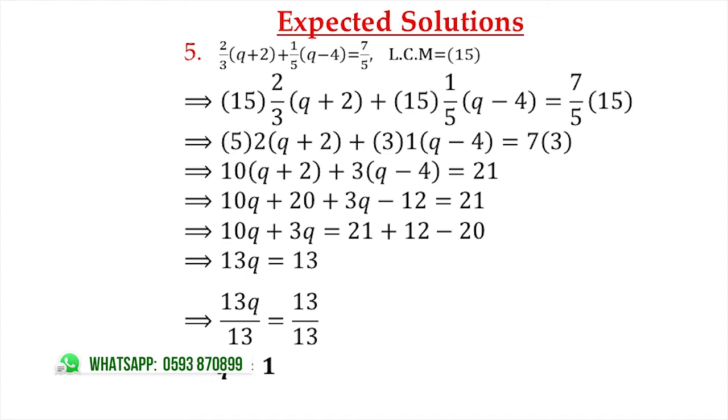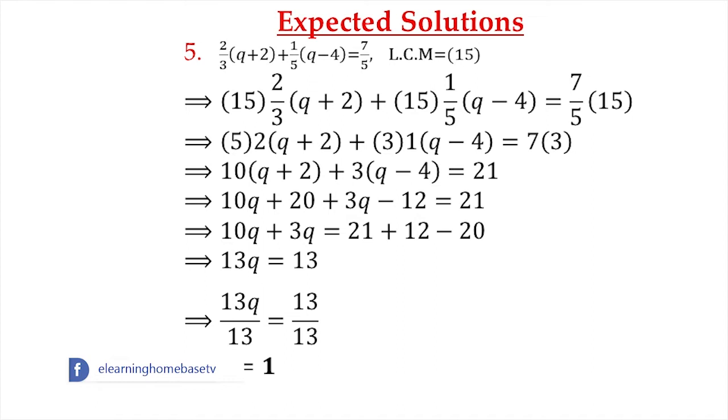So from there, we expand, because we've now gotten rid of the fractions. Now we are left with a bracket, we expand. So from here, 5 times 2 is as usual 10, 3 times 1, 3. So 10 times q is 10q, 10 times positive 2 in the bracket is 20, plus 3 times q gives us 3q, and then 3 times negative 4, don't forget, we are expanding, that will be negative 12, equals 21, which is 7 times 3. So from there, we have expanded the brackets, now we have whole numbers.